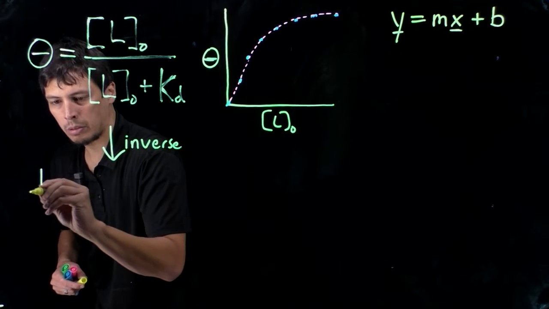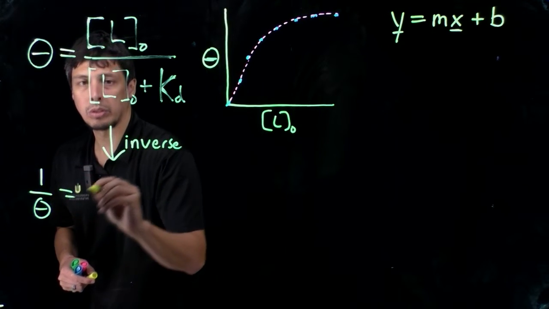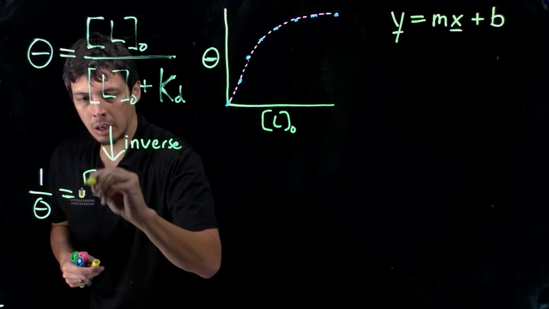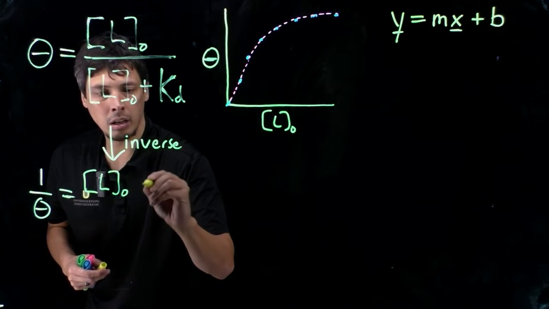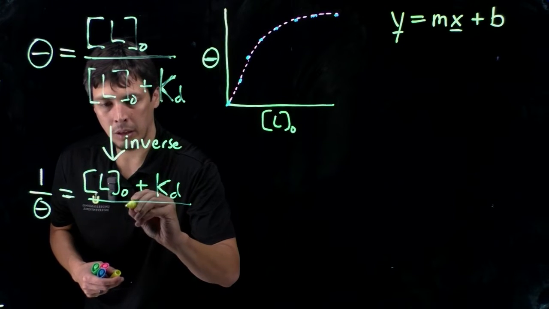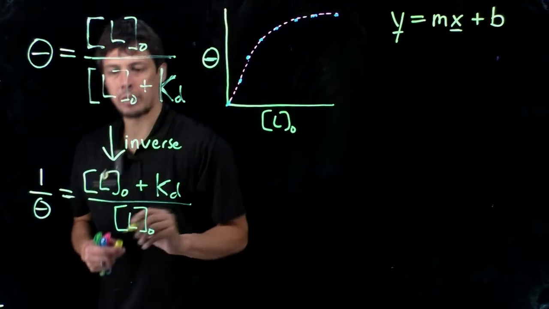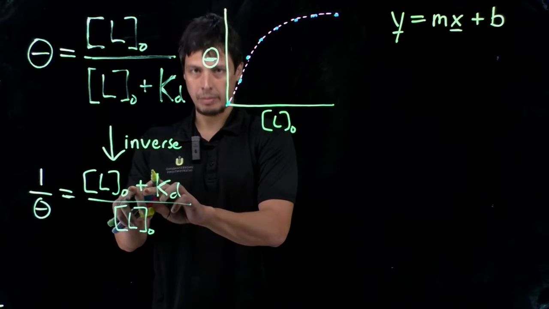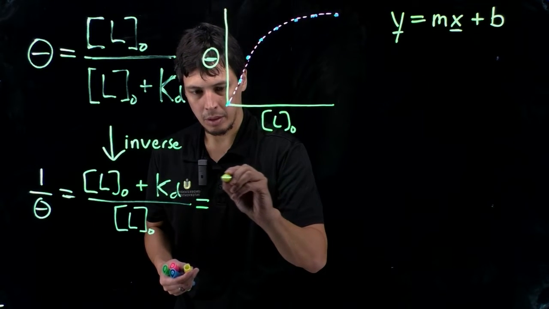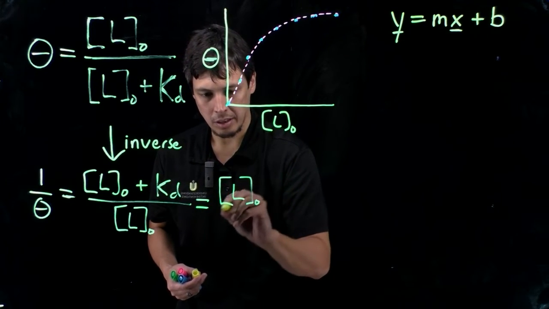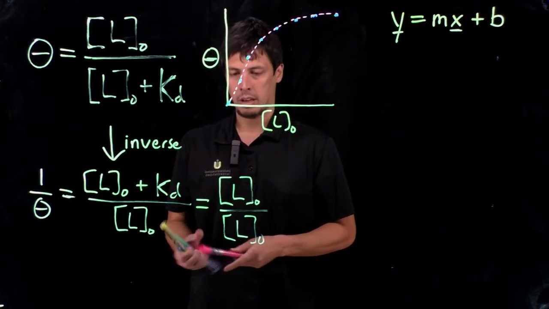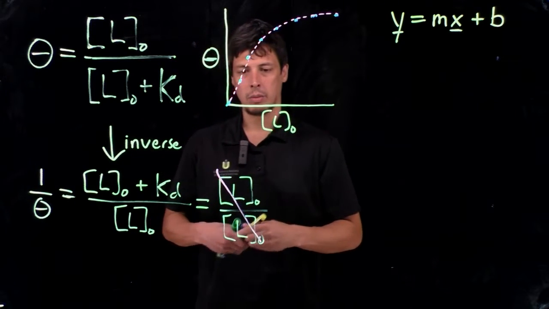So that means 1 over theta is equal to, and to do the inverse, all we're going to do is flip the numerator and the denominator. And that gives us ligand naught plus Kd over ligand naught. All right? And now, because there's a plus sign in the numerator, we can separate these into two terms. So one on the left-hand side is ligand naught over ligand naught, which of course cancels out, and we get 1.